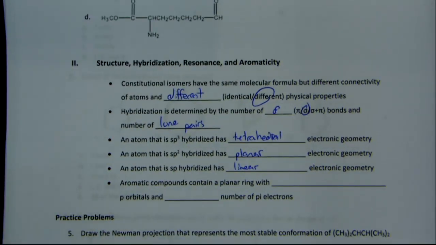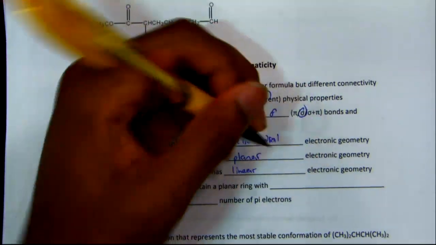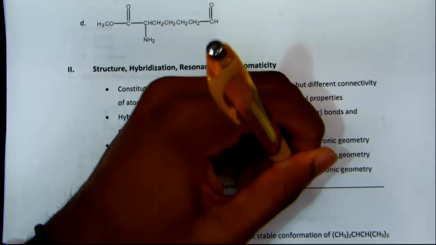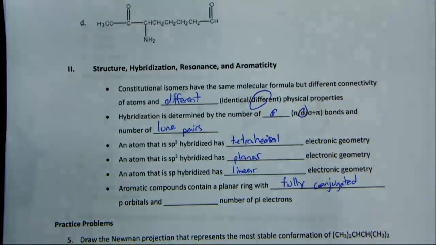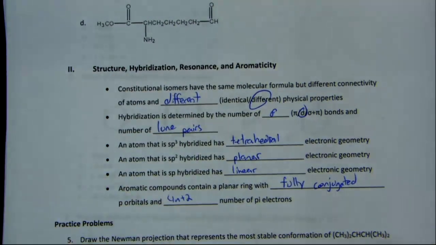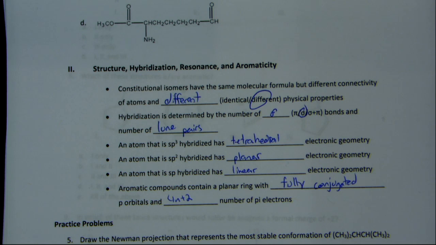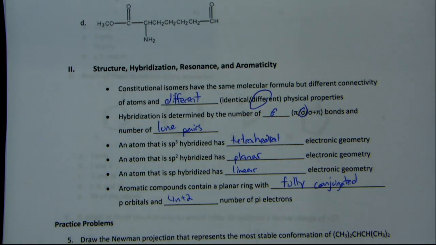Right, so aromatic compounds contain a planar ring that is fully conjugated, with p orbitals, and Huckel's number, which is 4n plus 2. I think the first thing I did when I saw 4n plus 2 was solve for n, which is the wrong thing to do. You don't have to solve for n. n can be any integer, and you're just seeing if it can equal how many pi electrons you have. Is that cool? You with that?